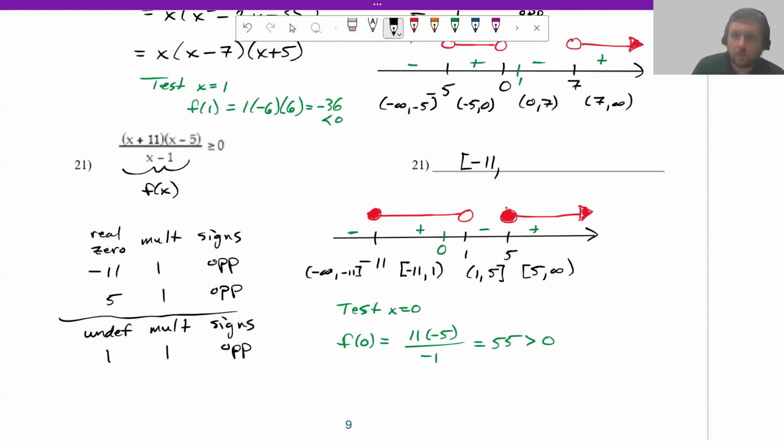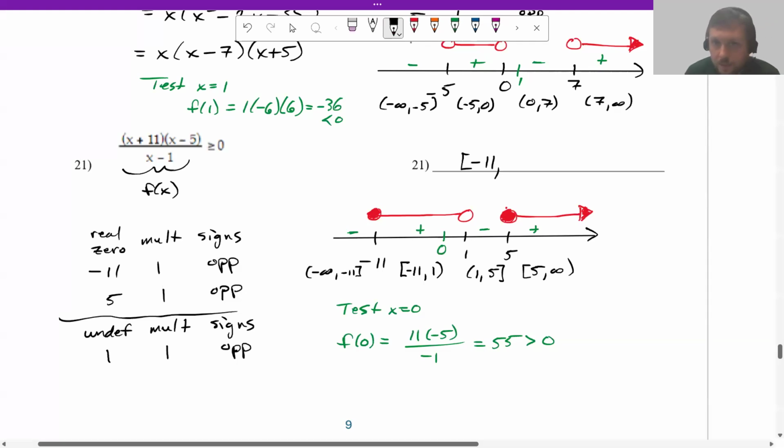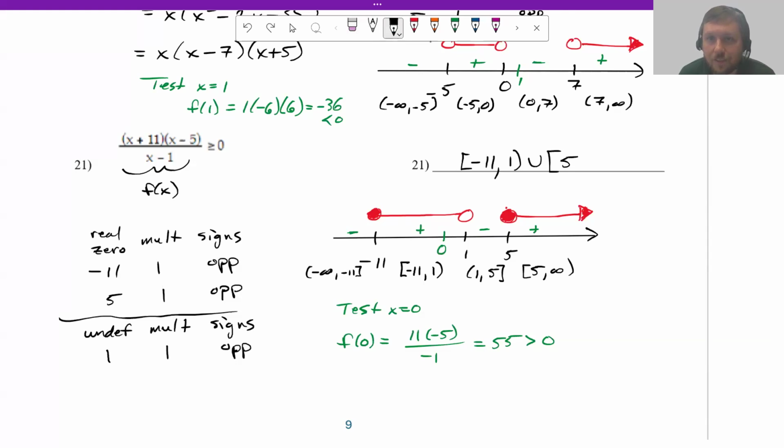Okay, so then our solutions are in the interval negative 11 inclusive to 1 not inclusive, union with 5 inclusive to positive infinity.